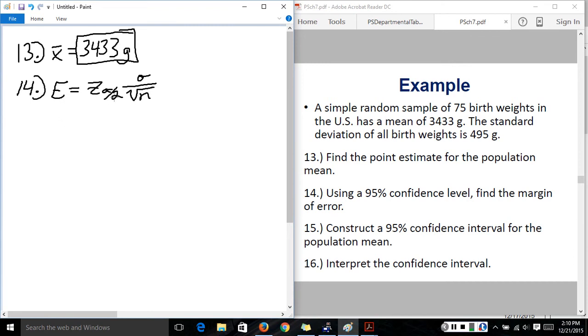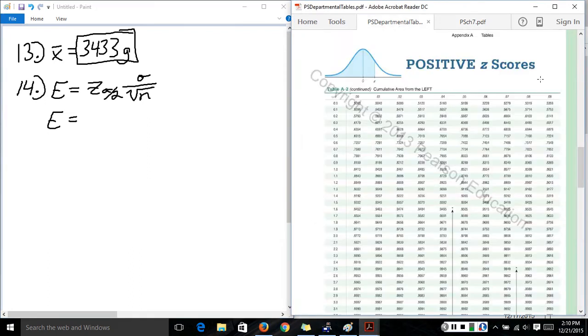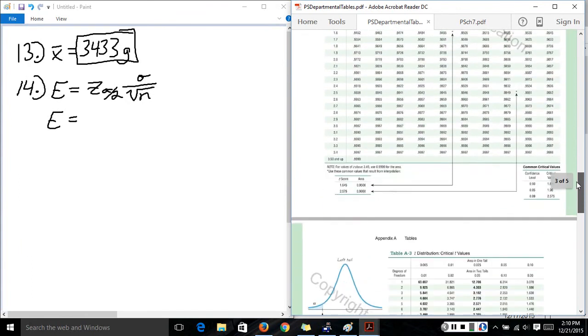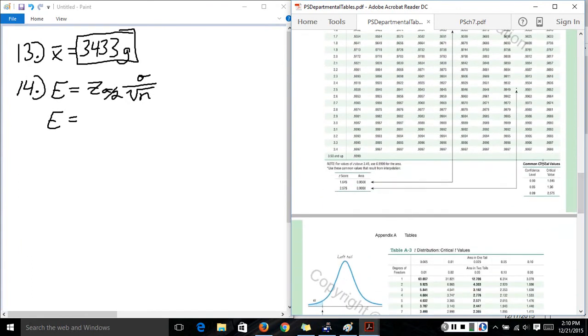All right, so the critical value times the standard error of the mean. First thing to substitute in is Z sub alpha over 2. Well, this is a 95% confidence level, and 95% is a common confidence level. If we look to the common critical values portion of the positive z-score page down at the bottom right hand side, I see that my critical value is 1.96.